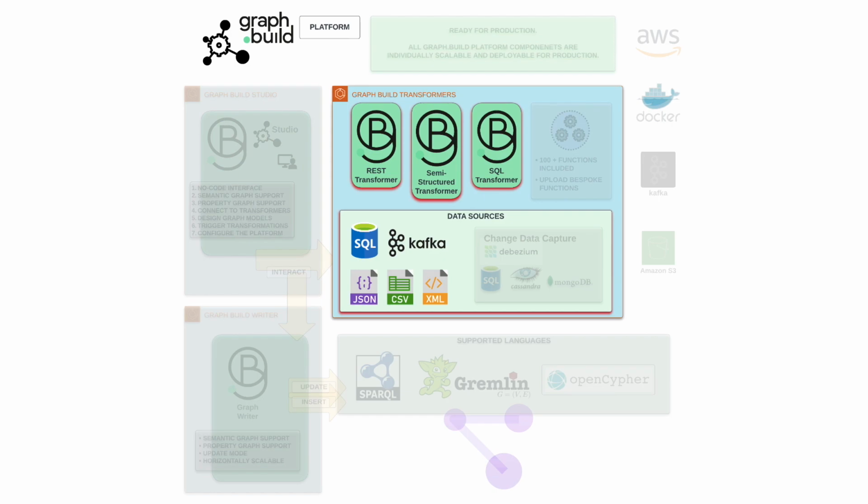The transformers are scalable, independent processors which use your graph model designs to make graph data. They can connect and ingest from virtually anything as a data source. Kafka for streaming, massive flat files of CSV, JSON, XML, or spreadsheets, any SQL database, and even RESTful endpoints.